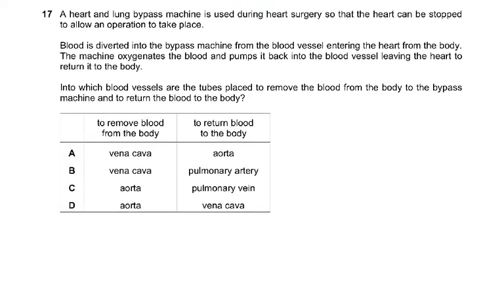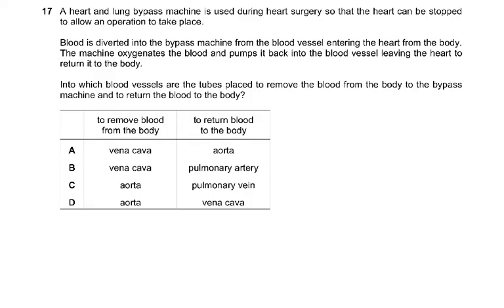Then coming to question number 17, a heart and lung bypass machine is used during heart surgery so that the heart can be stopped to allow an operation to take place. Blood is diverted into the bypass machine from the blood vessel entering the heart from the body. The machine oxygenates the blood and pumps it back into the blood vessel leaving the heart to return it to the body. Into which blood vessel are the tubes placed to remove the blood from the body to the bypass machine and return the blood to the body? Now, when you read this question, please be very careful.